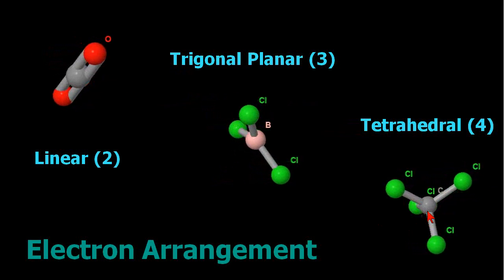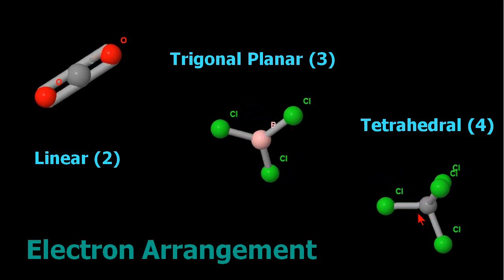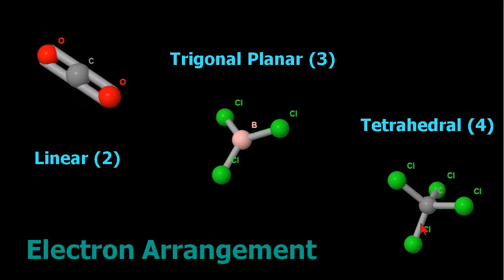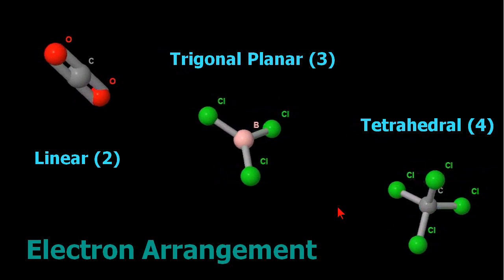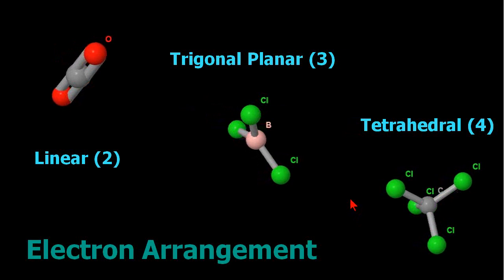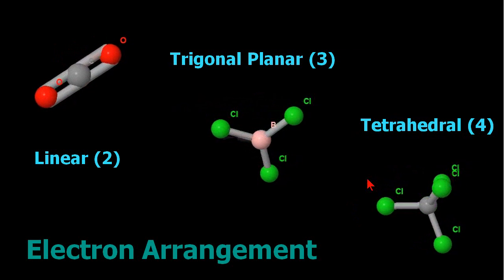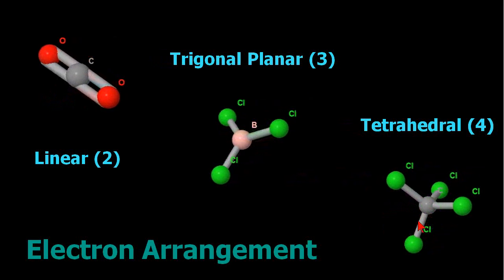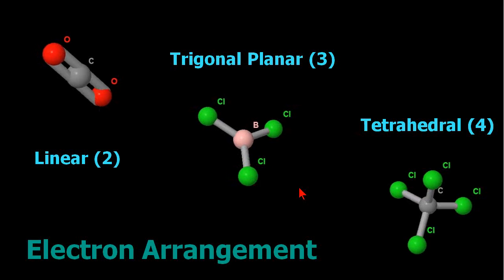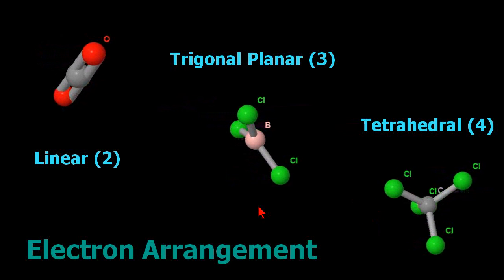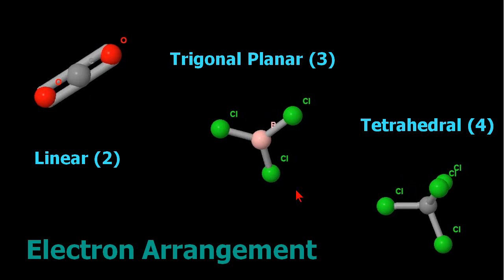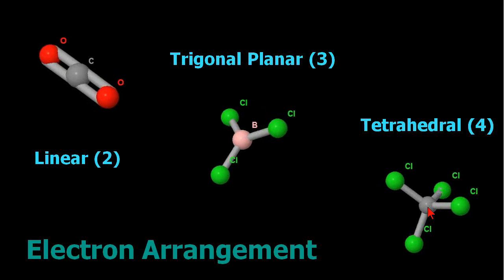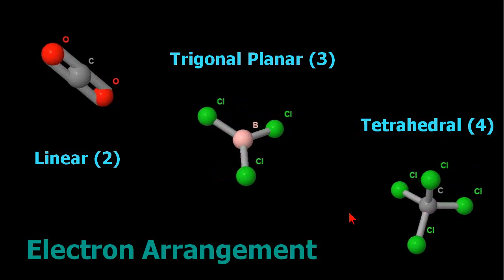It's a little harder to visualize, but if you look at this spinning molecule, you can easily see that there are indeed four pairs of electrons. And according to the VSEPR theory, or valence shell electron pair repulsion, all of these electrons repel each other equally, and you get these well-balanced geometric shapes. Here we have carbon dioxide, here we have boron trichloride, and last we have carbon tetrachloride.